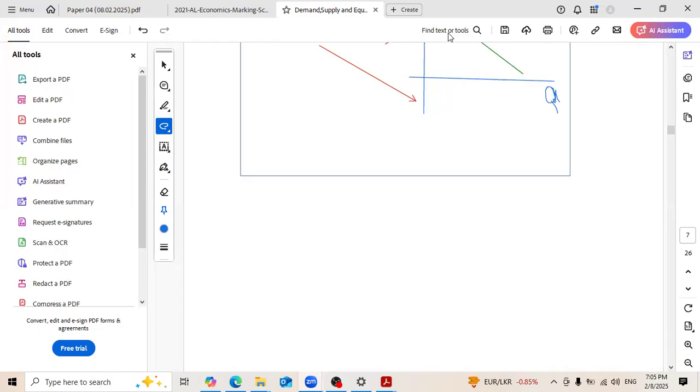90 units to 60 units, causing point A to move to point B. I'm talking about the movement from A to B. Then you should recognize here point A is going to point B along the line because of increase in price. Okay. Now second point.